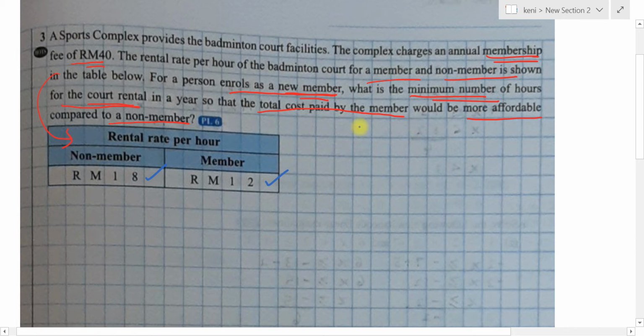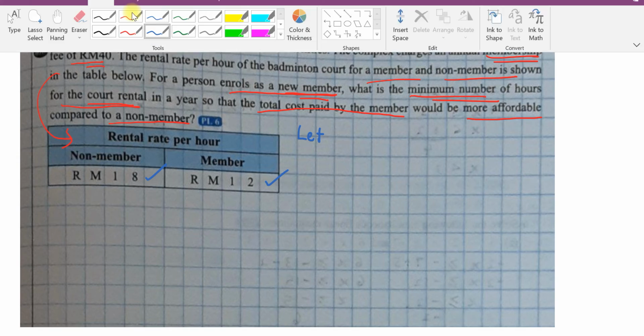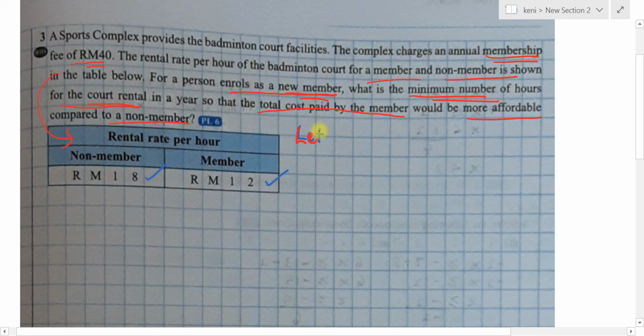Okay, first of all, we don't know the number of hours, right? So let x be the number of hours for the court rental in a year.